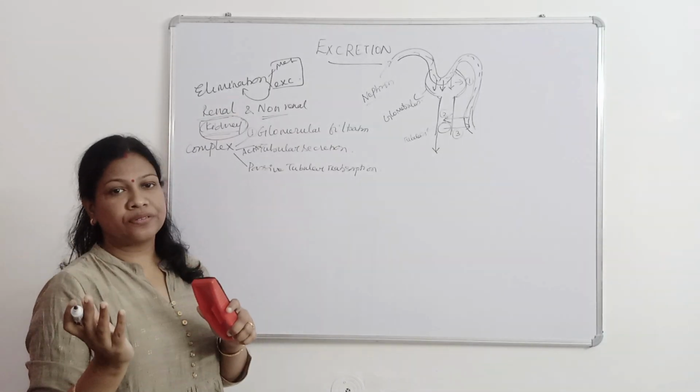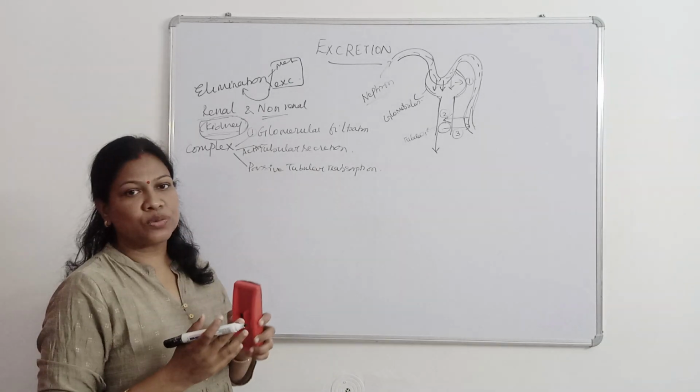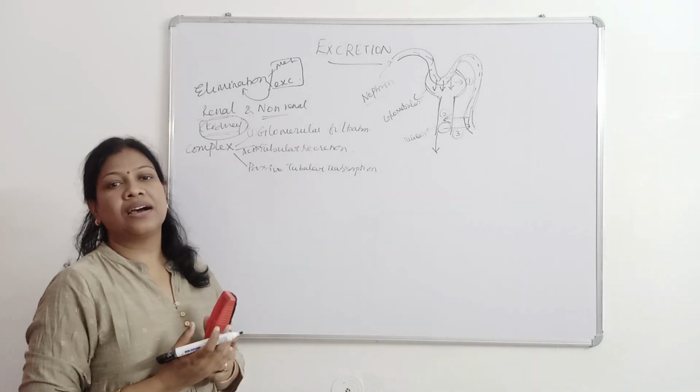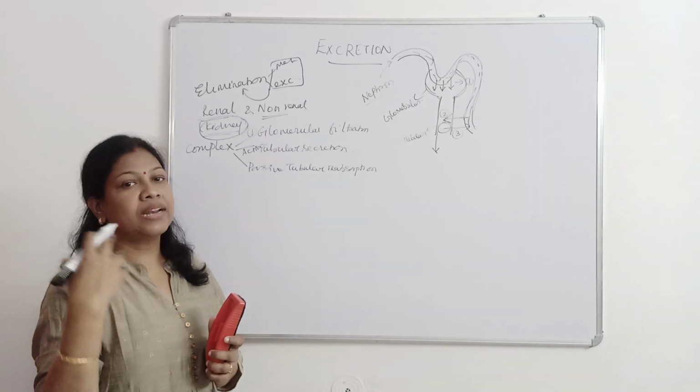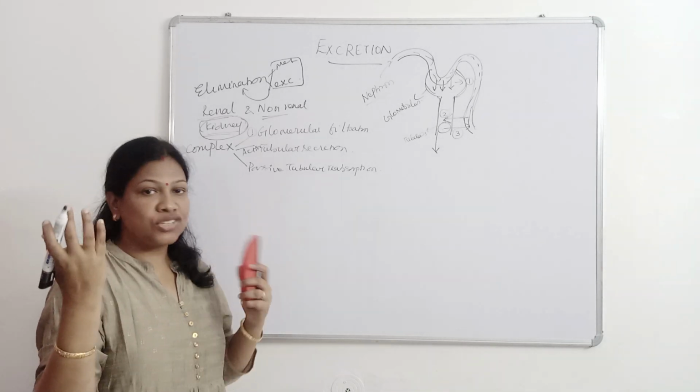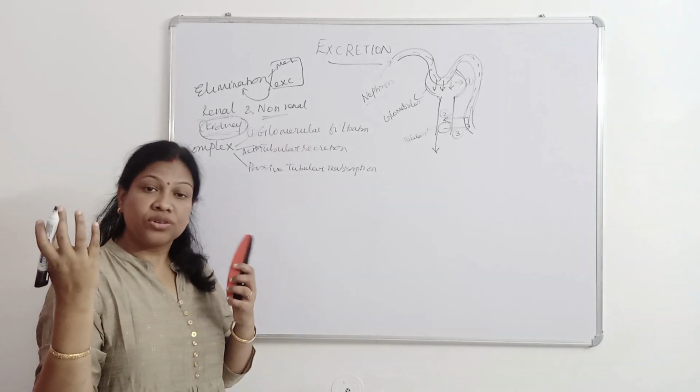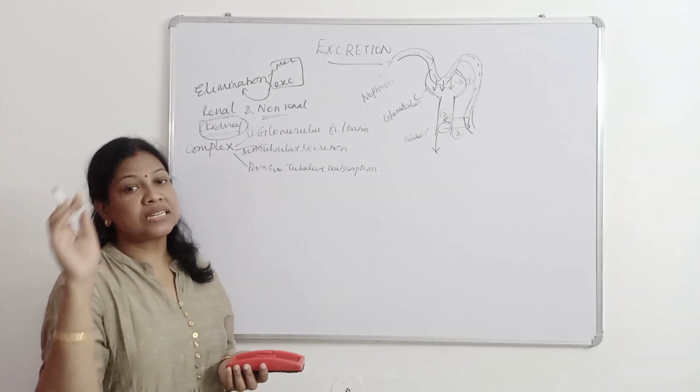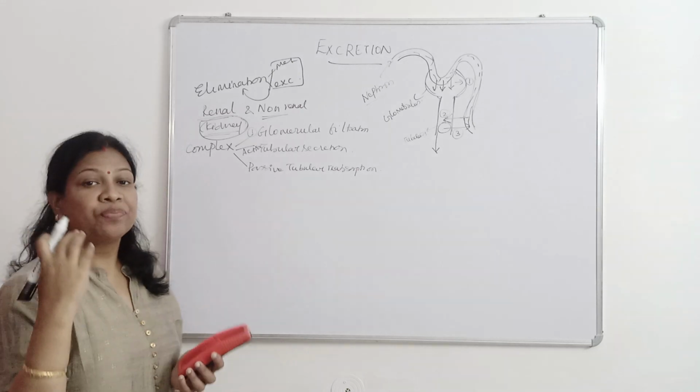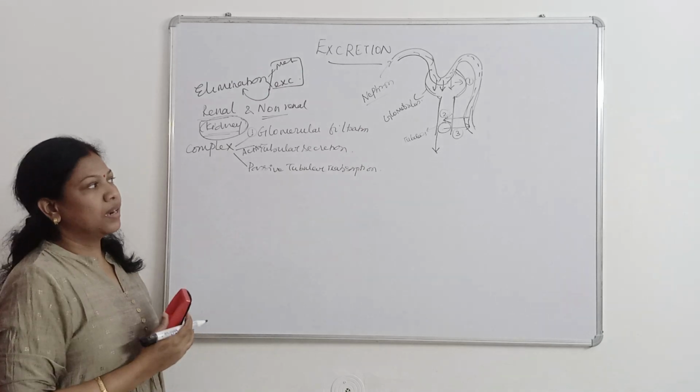Whereas reabsorption of drugs, that is tubular reabsorption, increases the half-life of the drug because it is again reabsorbed into the body and it is not available for excretion and it is circulated inside the body. Thereby there is an increase in the half-life.